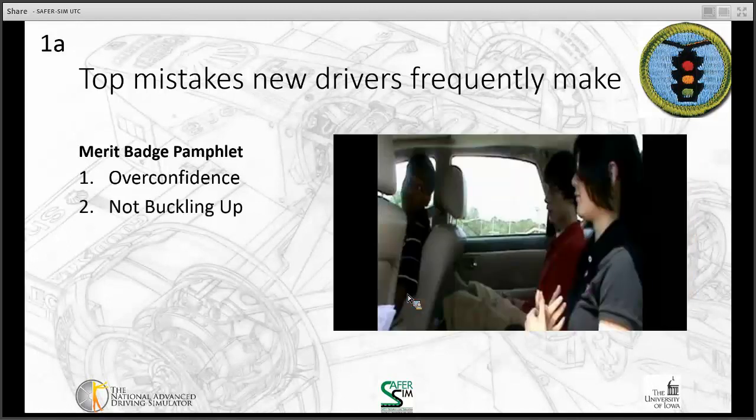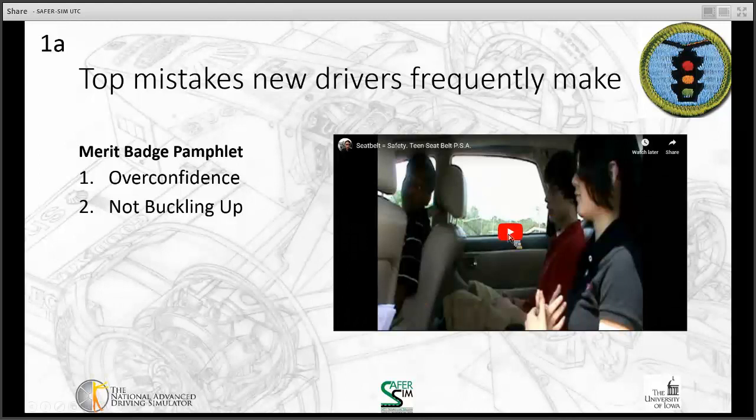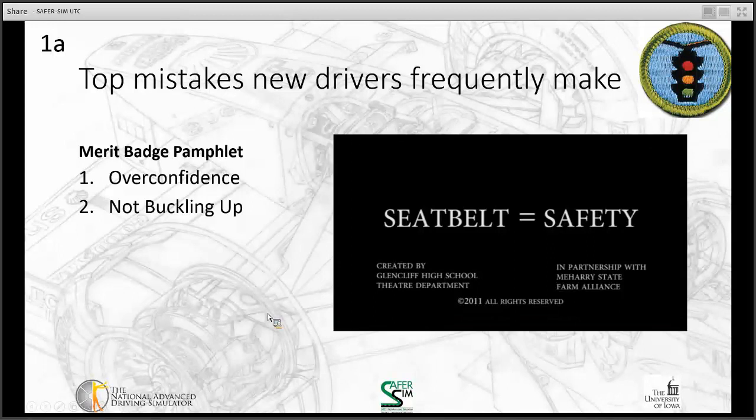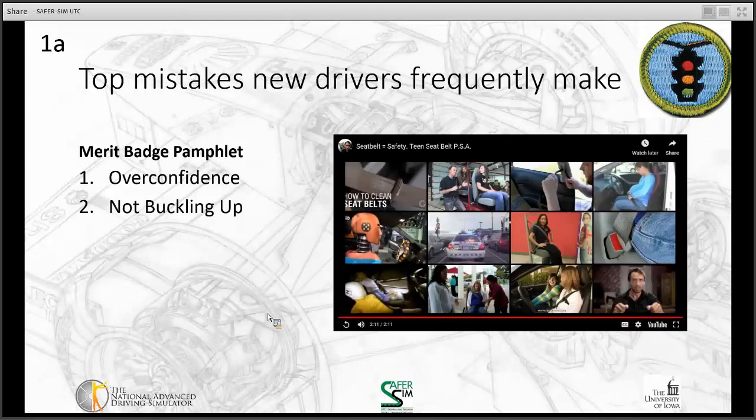Not buckling up. We've got a little video here. We're going to play with this. But not buckling up is a serious concern with young people. They don't like to be constrained. So buckling up is important. A lot of people don't think they need to do it, particularly if they sit in the back seat. But even as an adult, you need to buckle up when you're driving in a car. It significantly reduces your likelihood of being injured or killed. But teenagers in general are less likely to buckle up.